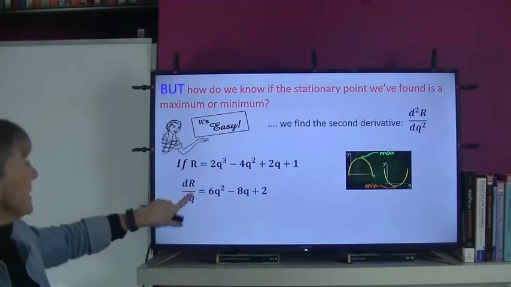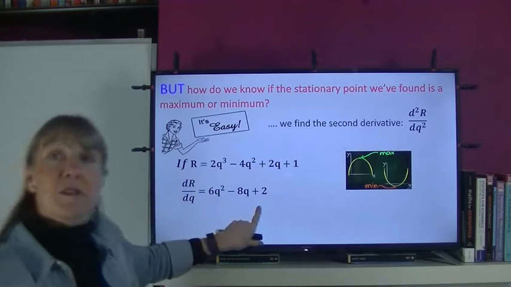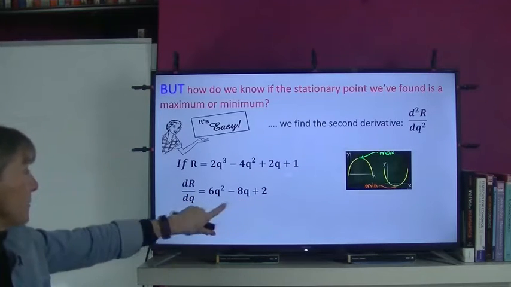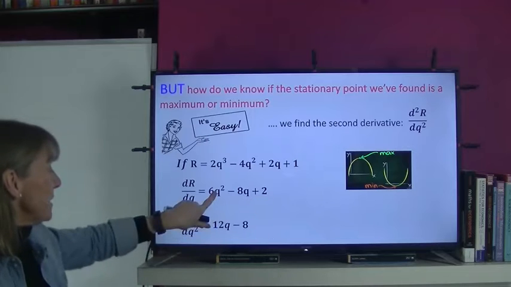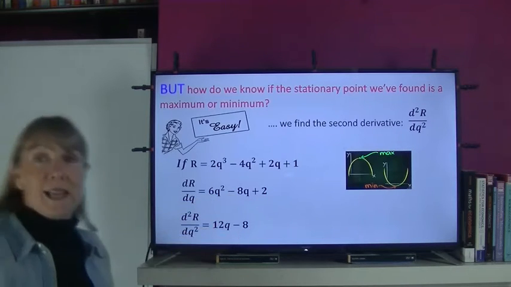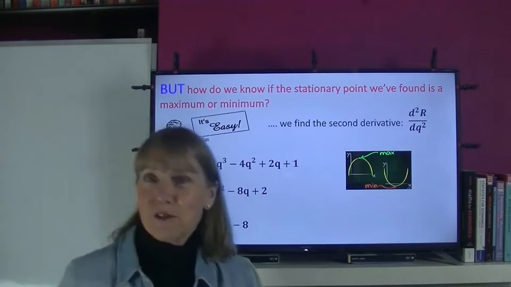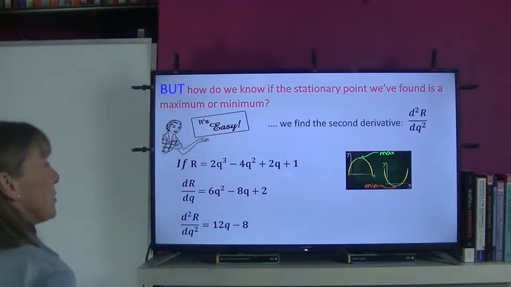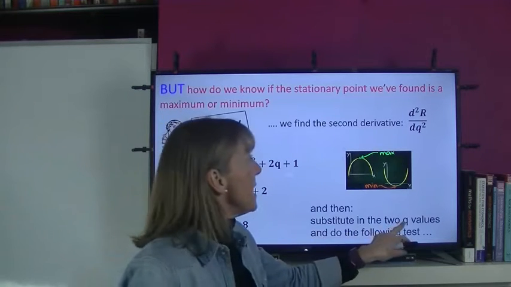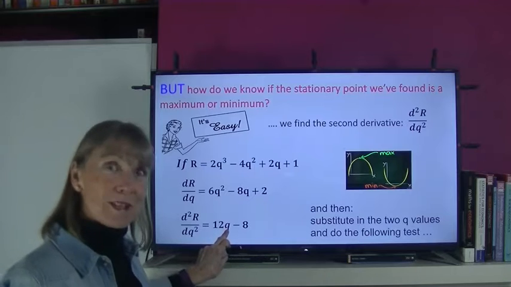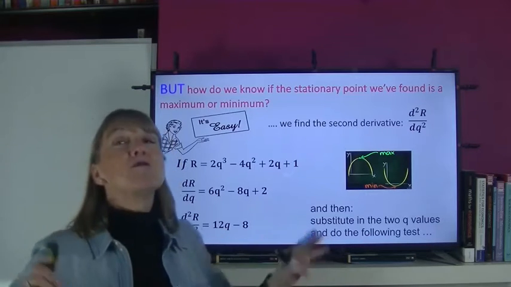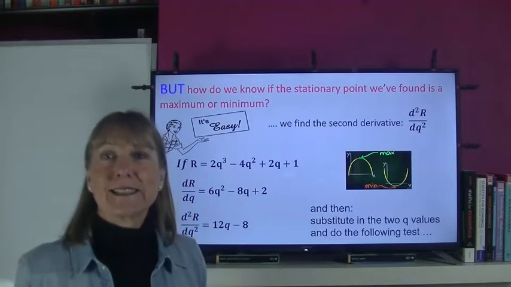So let's have a look at this. So here's the first derivative, like we did on the previous screen. And the second derivative is where we just differentiate that one. So we get 12q minus 8. So we found the second derivative. Pretty fancy, huh? And what do we do with that? Well, we then substitute in the 2 q values that we found, one at a time, and then do the following test. And here's the test.